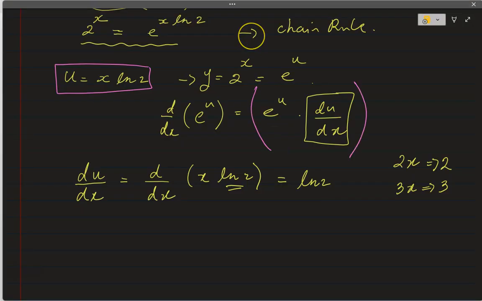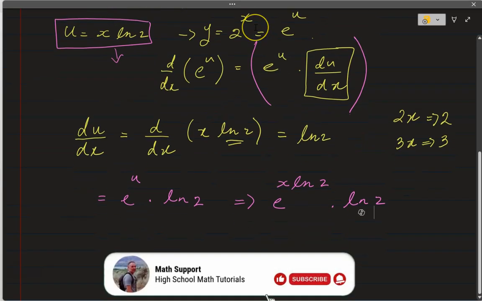Now we're going to replace that with e to the u times ln of 2, okay? And now we're going to go ahead and replace u with x ln of 2. So e to the x ln of 2 times ln of 2. That is the answer to that.